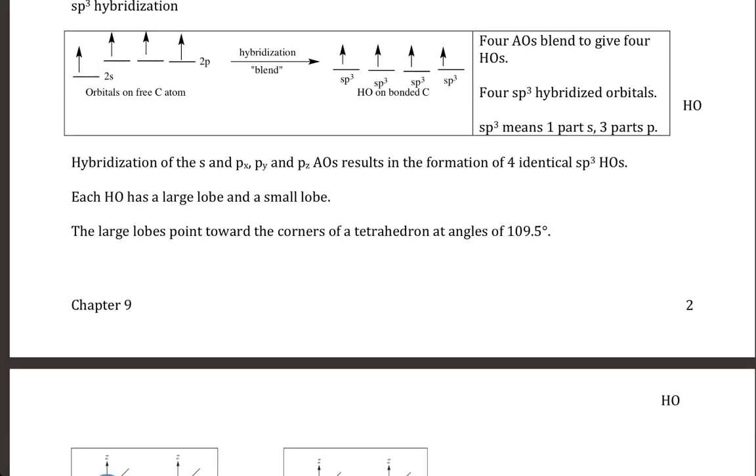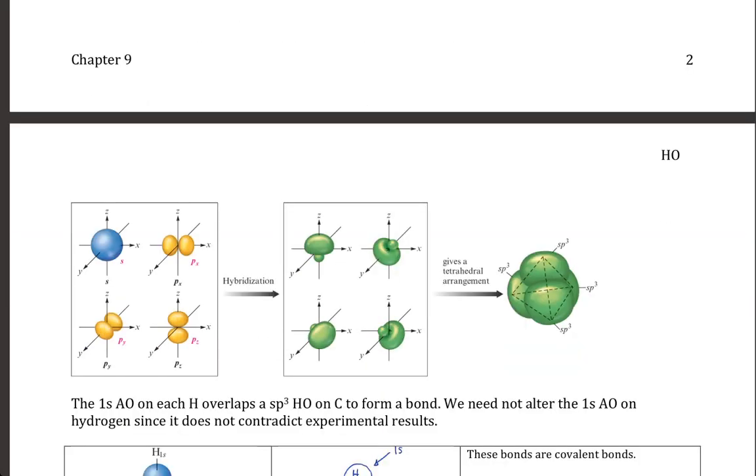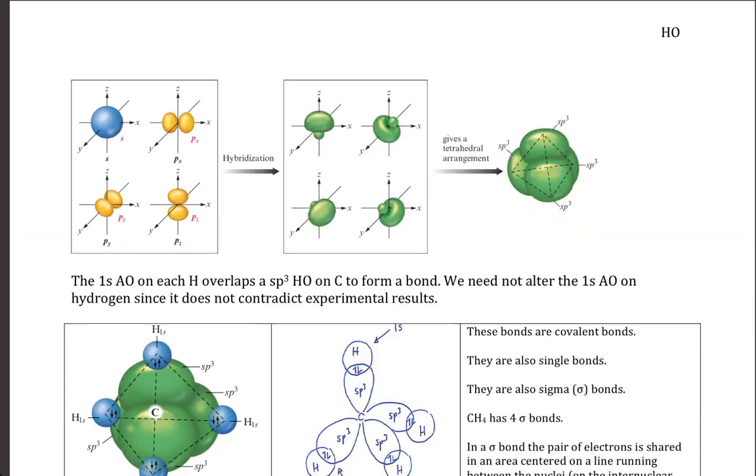Hybridization of the s and px, py, and pz atomic orbitals results in the formation of 4 identical sp3 hybrid orbitals. Each hybrid orbital has a large lobe and a small lobe, and the large lobes point toward the corners of a tetrahedron at angles of 109.5 degrees. So that's what we need to have our model match the experimental data.